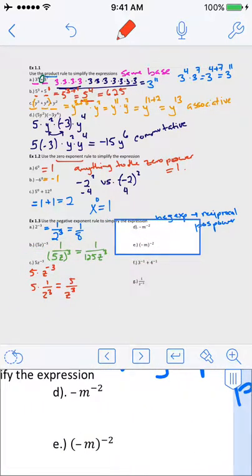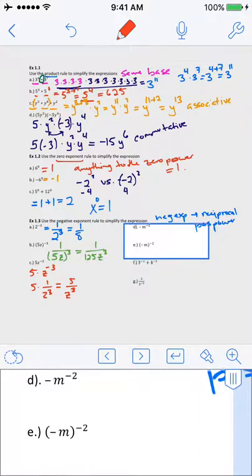Why don't you guys try out D and E? It's real fast. Pause the video, try it out, because they are very, very similar to the problems we just did, and then we'll do them together in about 30 seconds. Okay, I hope you had a chance to actually pause and try these problems out. If you didn't, that's okay.